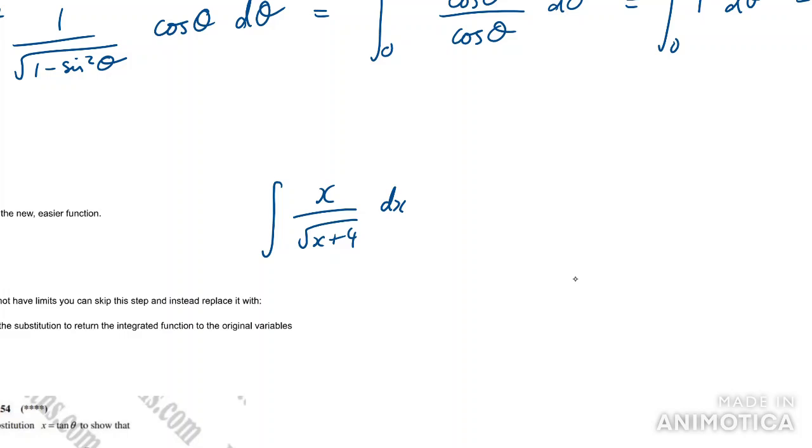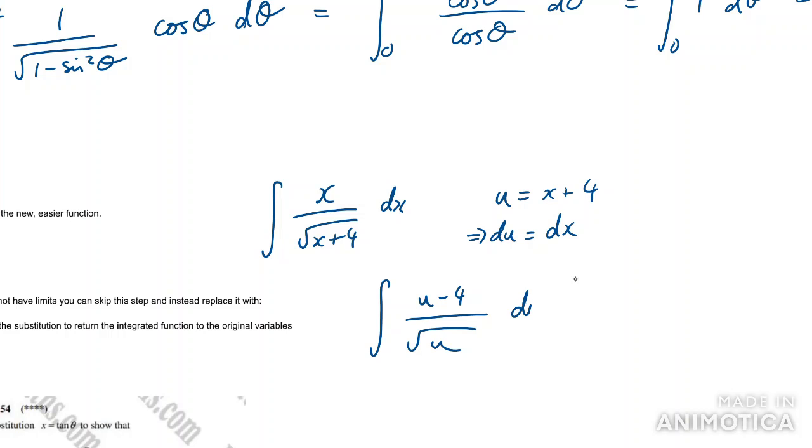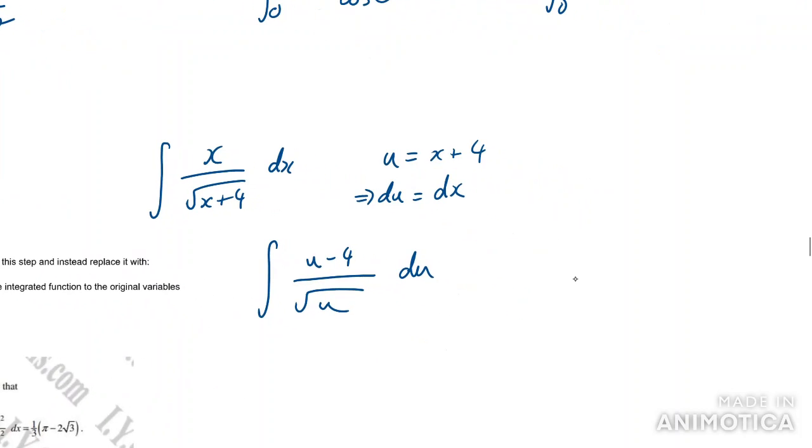So let's just try u equals x plus 4. So that means that du/dx is going to be 1, or in other words, du just equals dx. Okay, great. And so in the integral, x is going to be u minus 4. So we've got (u minus 4) over the square root of u, du. Okay, why is that helpful?